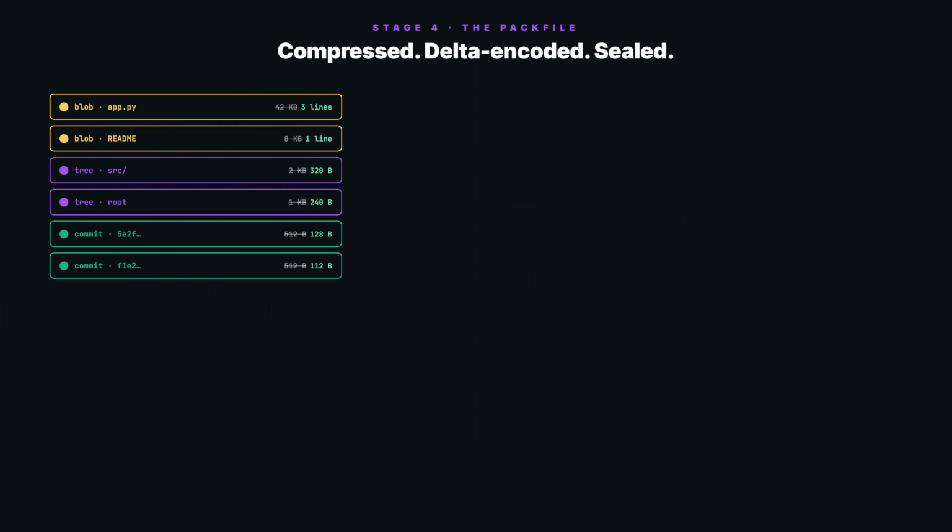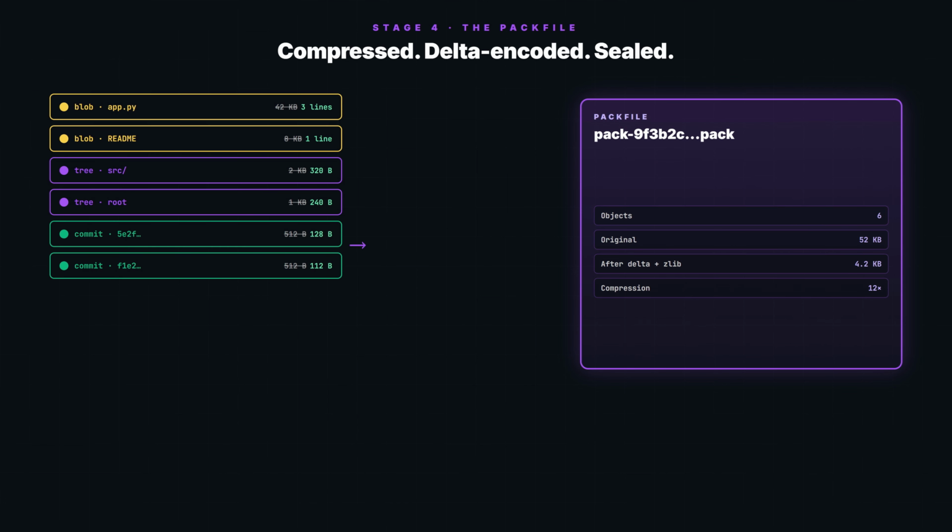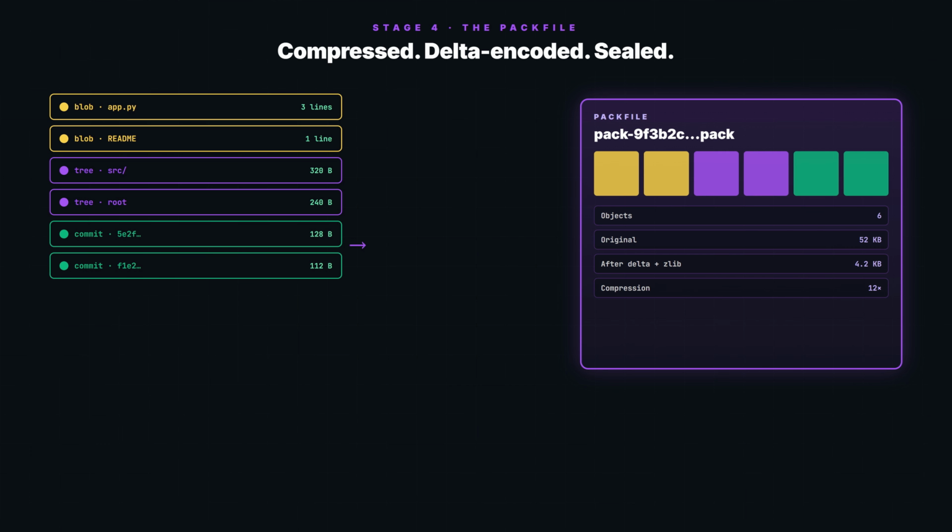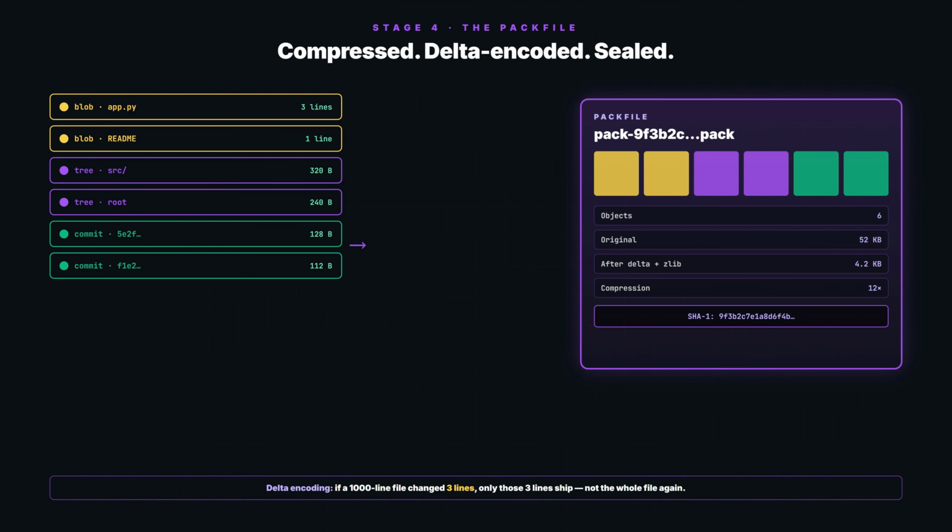Git takes all the objects it needs to send and bundles them into a single compressed file called a pack file. Inside the pack file, deltas, efficient diffs between similar objects. So if you changed 3 lines in a 1000-line file, Git ships those 3 lines, not the whole file again. This is why pushing 50 commits doesn't take 50 times longer than pushing one. The pack file is brutally efficient.